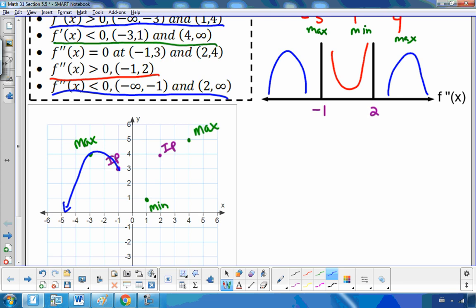It's also concave down to the right of 2. So that's why there's an inflection point here. So it's concave down. So I'm going to kind of come up and go around. So it's part of the frown. And it's concave up in between that. So I'm going to connect these two inflection points going through the minimum like that. That would be concave up. So that is one example of what the graph may look like. Again, the answers may vary depending on how low or how high you put your graph to be.